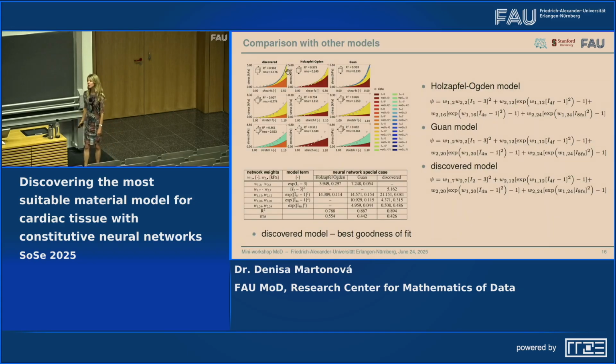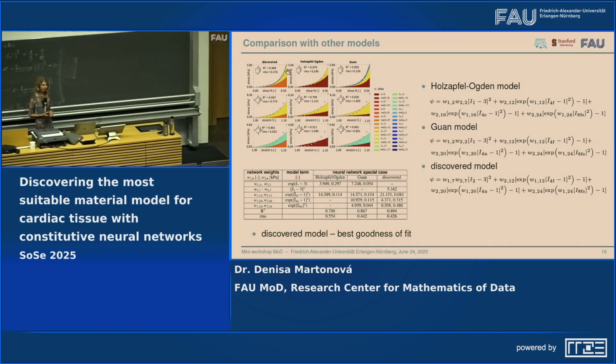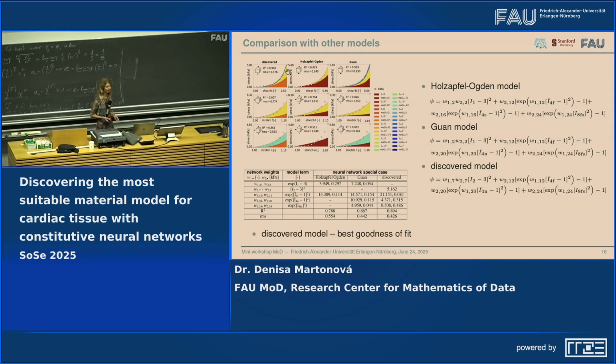In the next step, we compared with other models which are usually available in the literature. These are especially two models, the Holzapfel-Ogden model and the Guan model, which are pretty similar, but when you look closer, we have different invariants which are activated. Both models use the first invariant for the isotropic part instead of the second invariant, which has been discovered. And this causes the discovered model to have a way better goodness of fit measured by R².